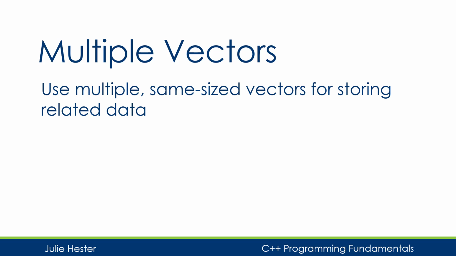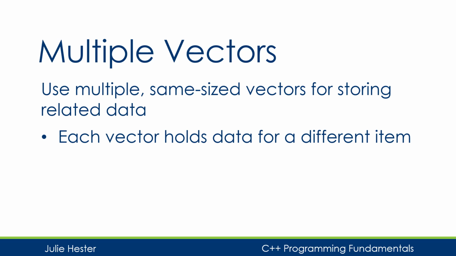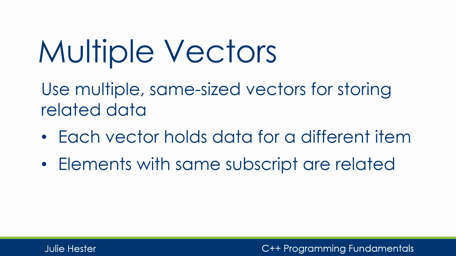Sometimes we'll use multiple same-size vectors for storing related data. Each vector holds data for a different item, and each vector has the same number of elements. Elements with the same subscript are related, so the first element in one vector is related to the first element in another vector.